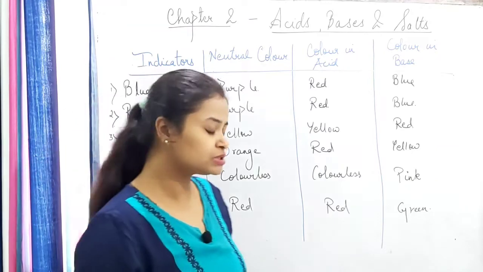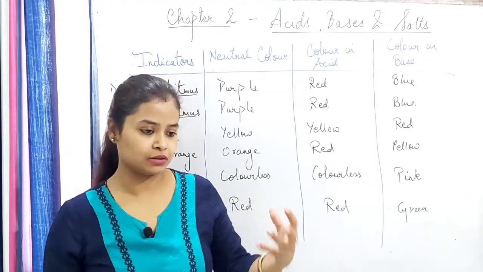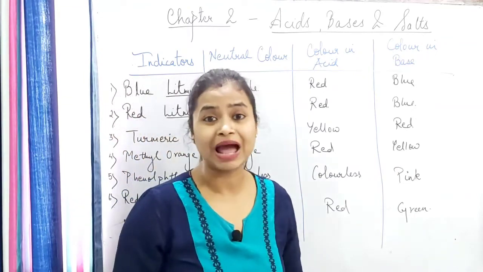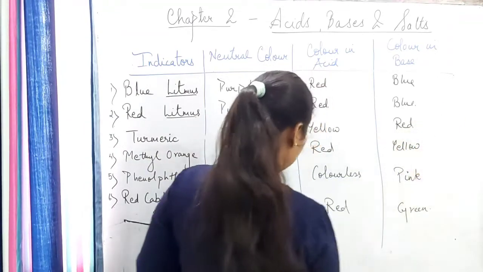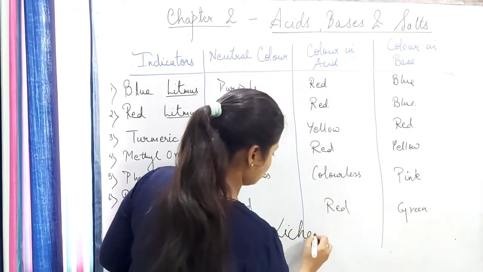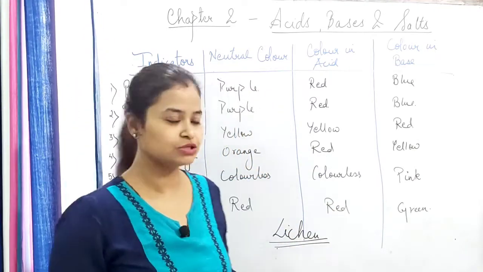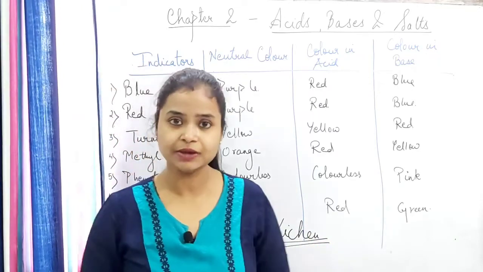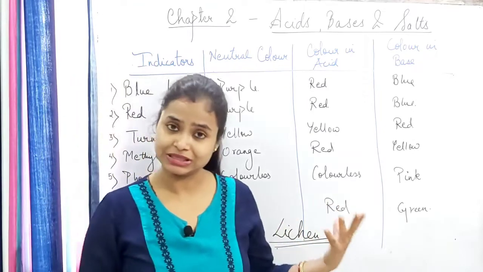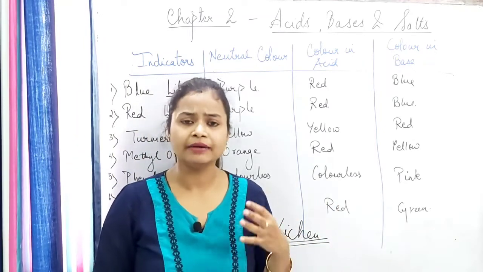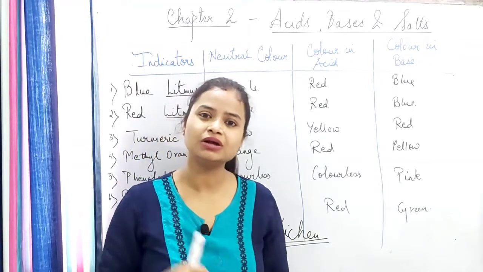Now, this litmus, as I told you, is a natural indicator. It is extracted from a plant called lichen. You might have heard about it. I'm writing here, just see, lichen. You might have heard about these plants, a symbiotic association of algae and fungi. So litmus is extracted from these plants called lichens, and this litmus is basically a purple dye. That means its neutral color is purple.